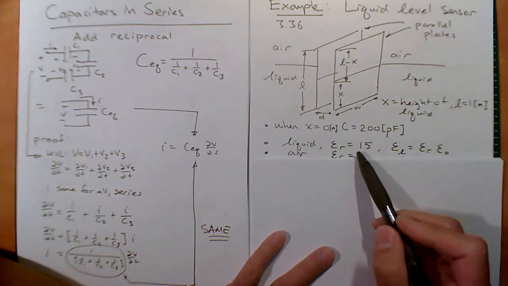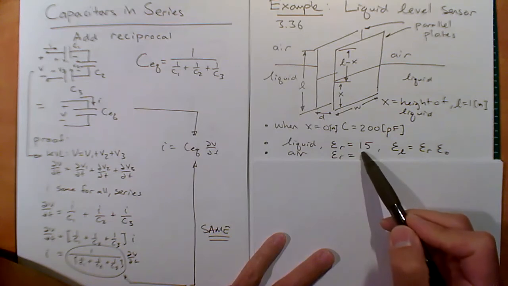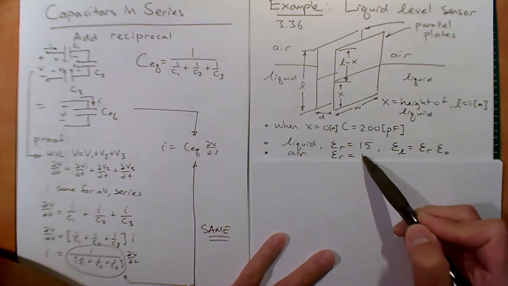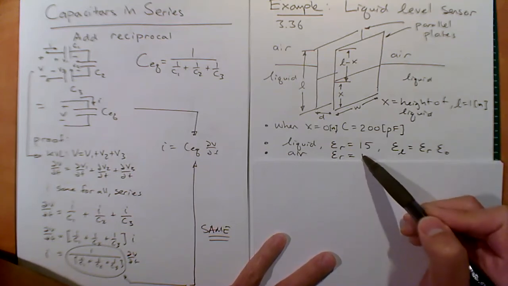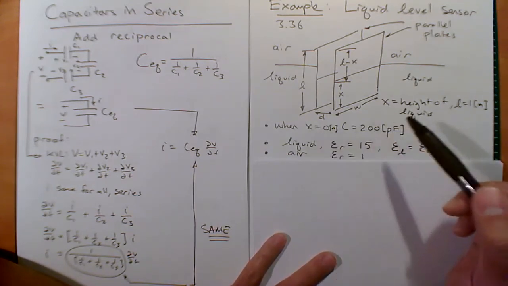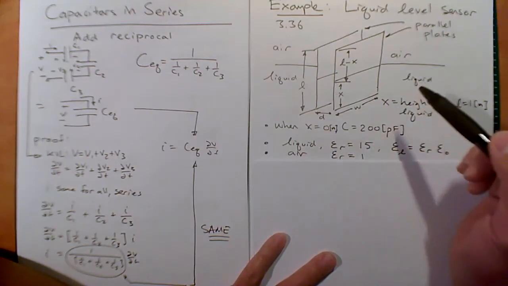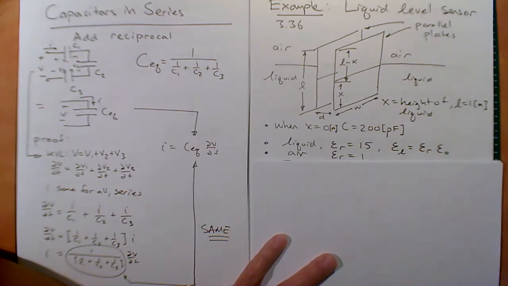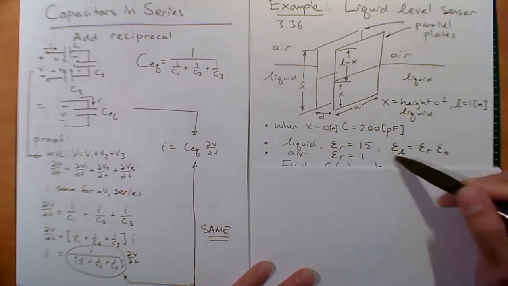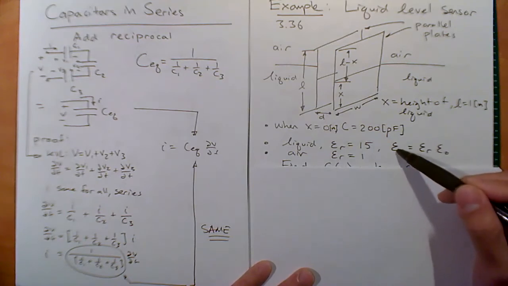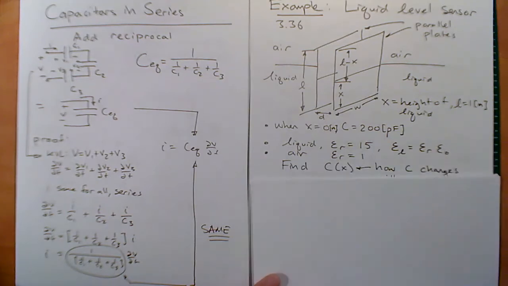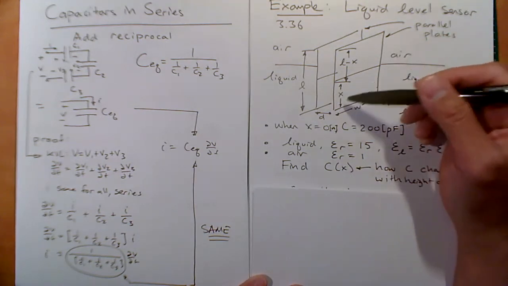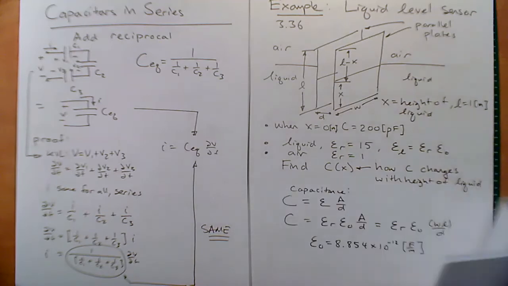They say that the relative dielectric constant is 15 for the liquid, but 1 for air. And that should make sense because air is just like a vacuum. So the liquid has a dielectric that is 15 times greater than that of the air, okay? And remember, this is our formula. The total dielectric constant is just ER times E0. So we are asked to find C of X, right? How the capacitance changes as a function of this liquid level height.